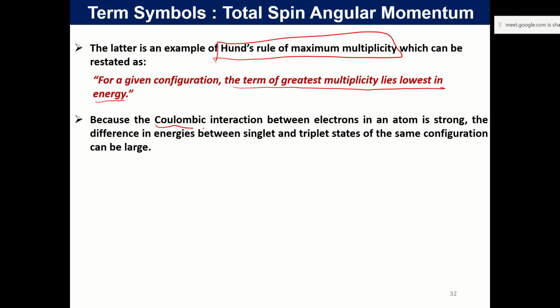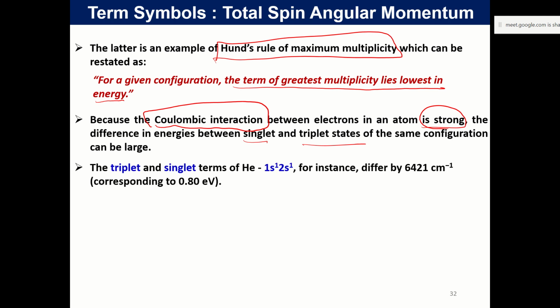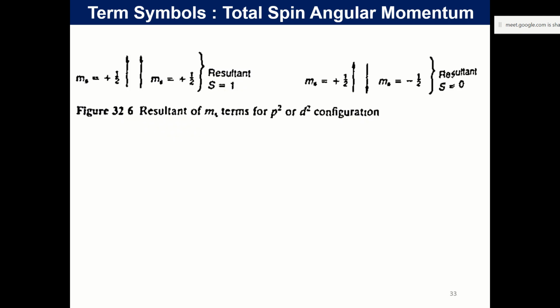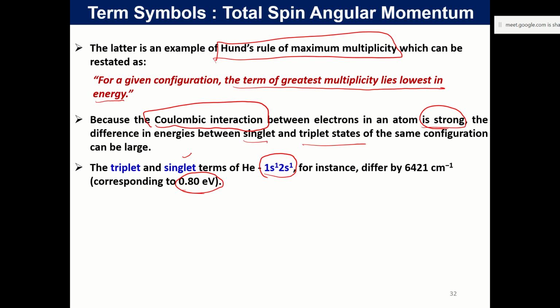So this interaction, the Coulombic interaction, is very strong, and you will find this happening. The difference between singlet and triplet state is relatively large. For example, in case of the helium atom, the 1s1 2s1 state is lower in energy by an amount of 0.8 electron volts. Huge difference. So, the singlet state 1s2 is higher in energy, this one is lower, and the lowering of energy is by this much amount in case of helium. So the ground state of helium is 1s1 2s1, not 1s2.